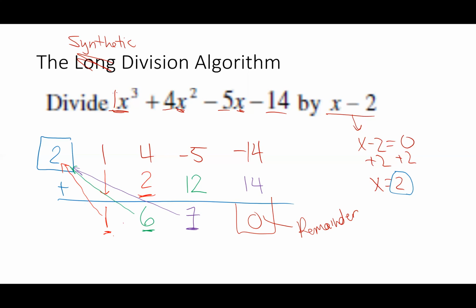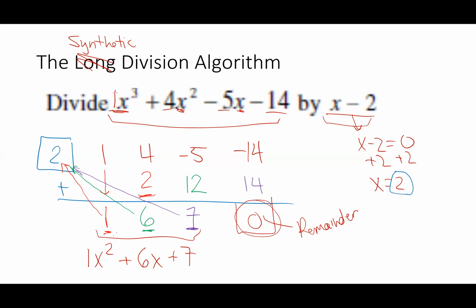And what I'm left with is this. Since I took a cubic and I divided it by a linear, what that tells me is this now is a list of coefficients for a quadratic. So now I've got 1x squared plus 6x plus 7. This last box is always going to be my remainder. So this new list of coefficients is going to be a polynomial of degree 1 less than what we started with. So this is going to be my quotient. My remainder is right there, and this is going to be my quotient.